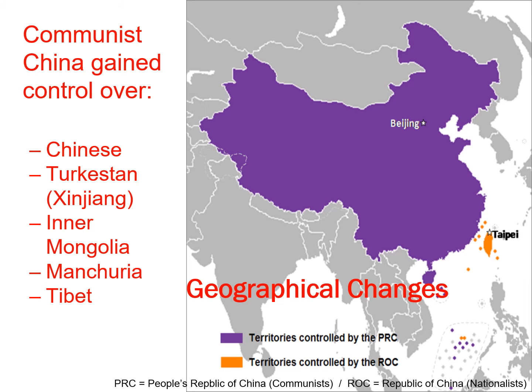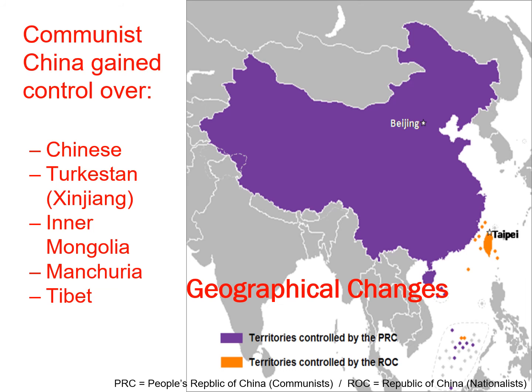While the nationalists had fled to Taiwan, the communists gained control over the entire mainland of China. They had also taken over Turkestan, Shanjin, Inner Mongolia, Manchuria, and Tibet, expanding the borders of the territory controlled by the People's Republic of China.